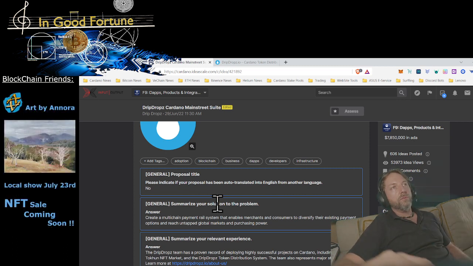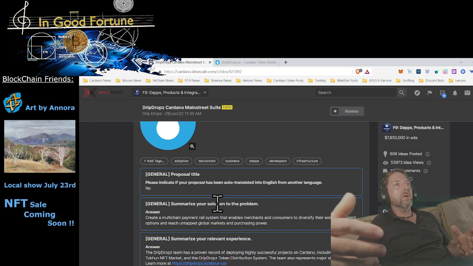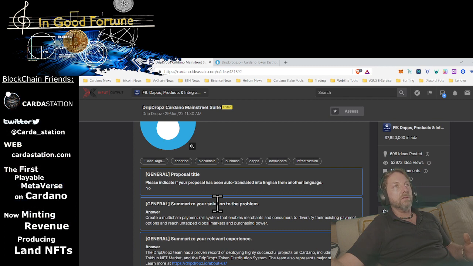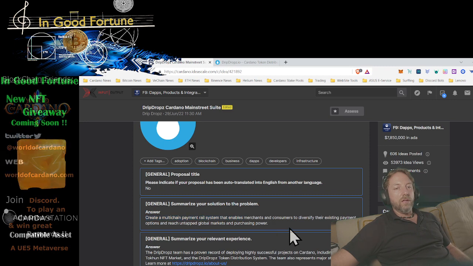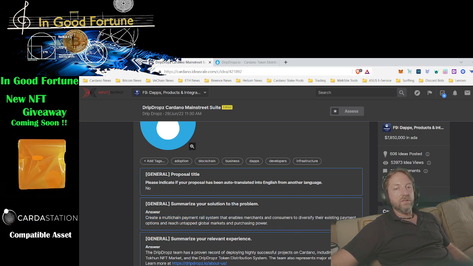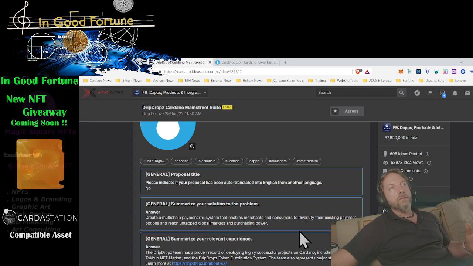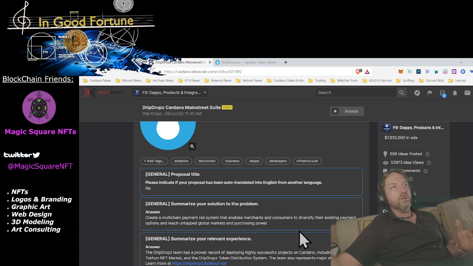DripDropz wants to create a platform where you can pay with a multiple array of different currencies. If I'm a vendor, say I'm selling a product, it's going to be a multi-chain platform. Their thing is they're going to create a multi-chain payment rail system that enables merchants and consumers to diversify their existing payment options and reach untapped global markets and purchasing power. So basically, this is what DripDropz is planning on setting up, and this is what their proposal is for.